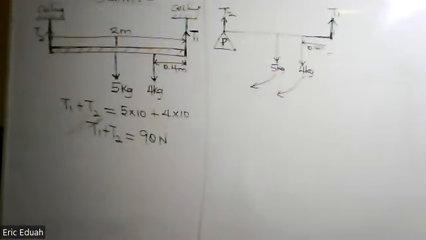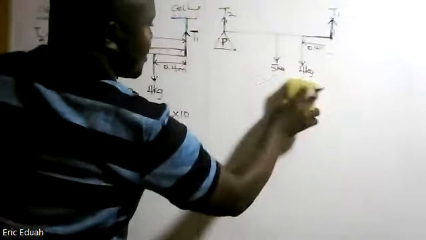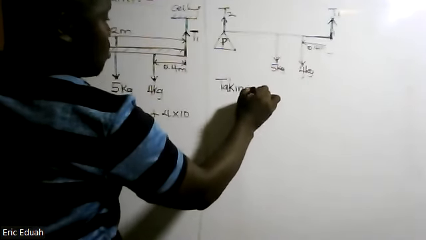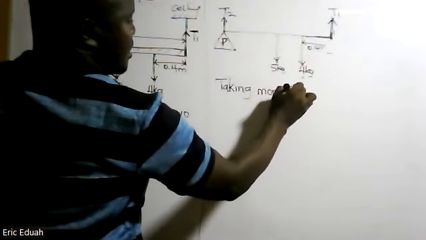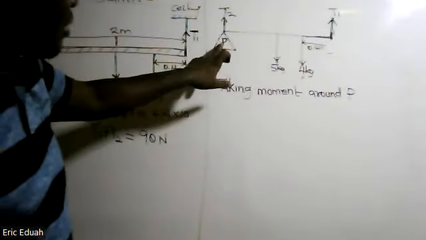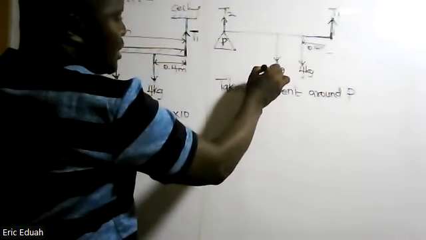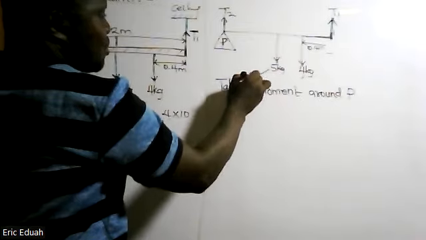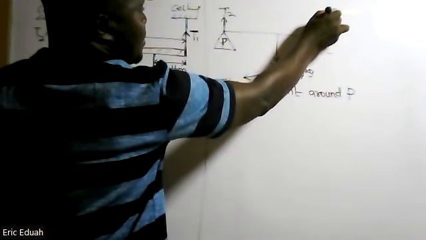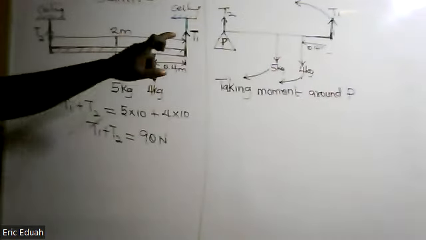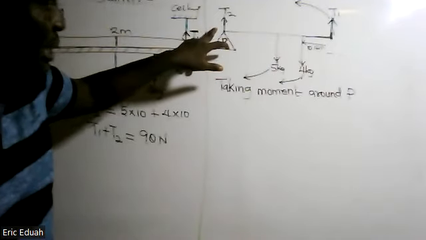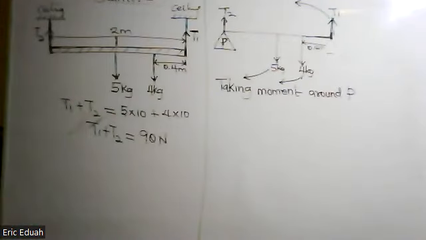All right. Good. So taking moment around P, it means we are taking moment around P. 5 kilograms will give us clockwise moment. 4 kilograms would give us clockwise moment. This reactional force T1 would give us anti-clockwise moment. The turning effect produced by T2 will be 0 because the perpendicular distance is 0. Are we fine? Are we okay?